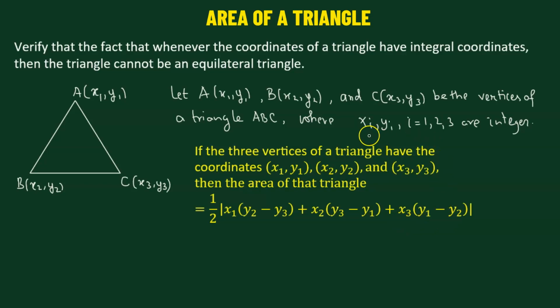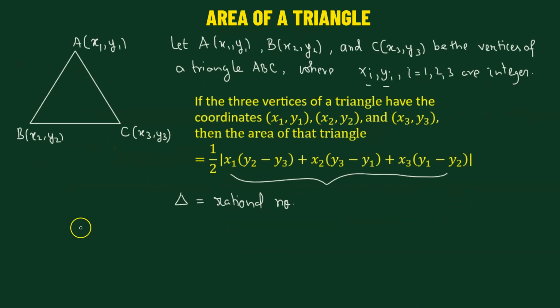Now, since we have considered the fact that xi, yi are all integer values, this entire expression is going to be an integer. And since we're dividing by 2, this area of the triangle is going to be a rational number. Fine. So this is a condition that if the coordinates are integers, then the area of the triangle must give us a rational value. Let's suppose this triangle ABC is equilateral.